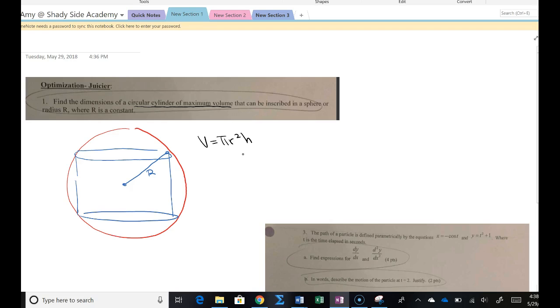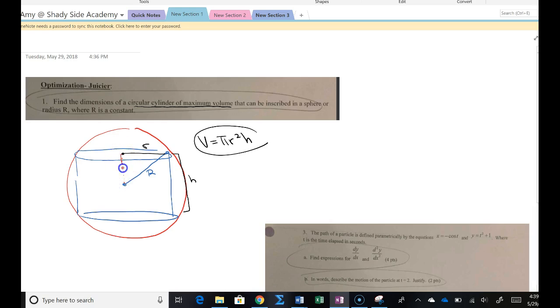And what this question is asking us to do is to figure out what is the radius and the height of a cylinder of max volume, right? So this is what we're optimizing right here. But we have to somehow incorporate the constraints. And actually, if you look at this here for a second, we have a way of doing that.